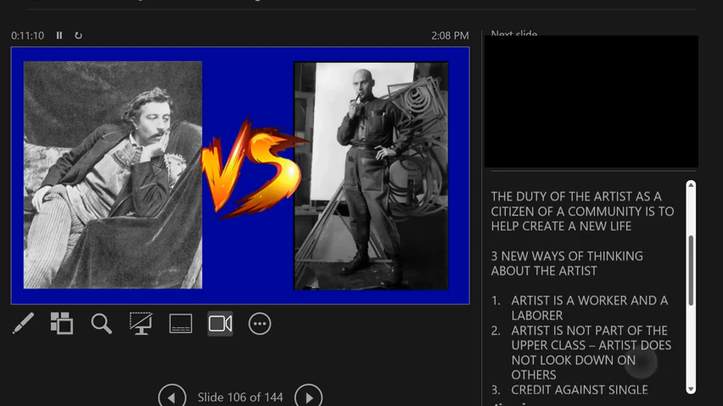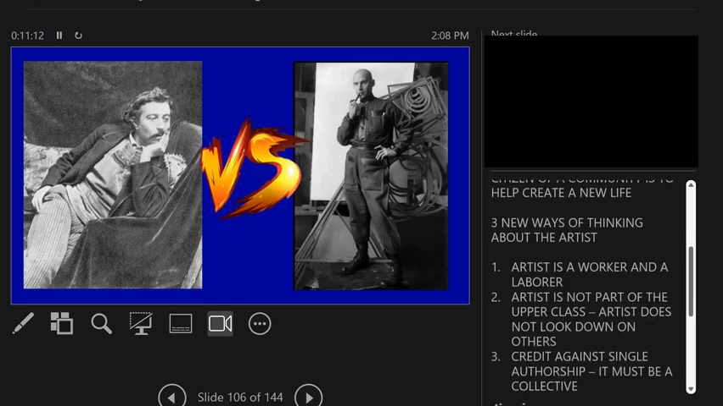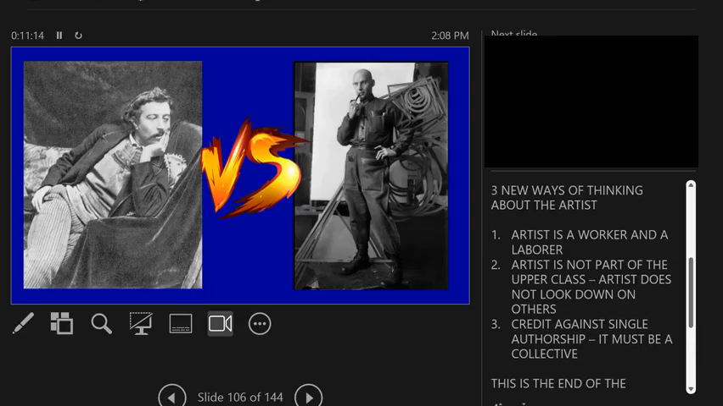The duty of the artist as a citizen of a community is to help create a new life. So there are three new ways of thinking about the artist. One is the artist is a worker and a laborer. The second is that the artist is not part of the upper class. The artist does not look down on others. And the third is credit against a single authorship. It must be a collective. What they're saying is that artists are no longer this genius like Michelangelo or Leonardo.